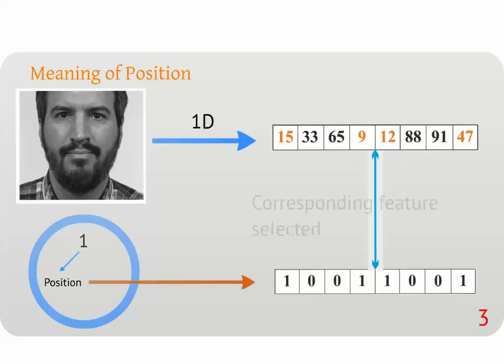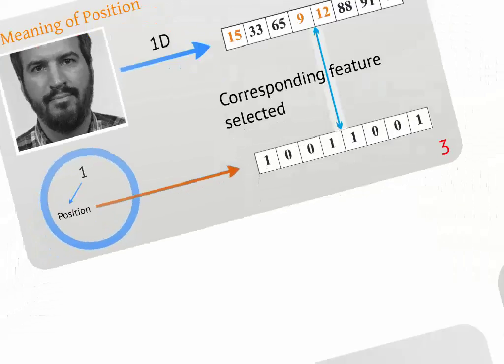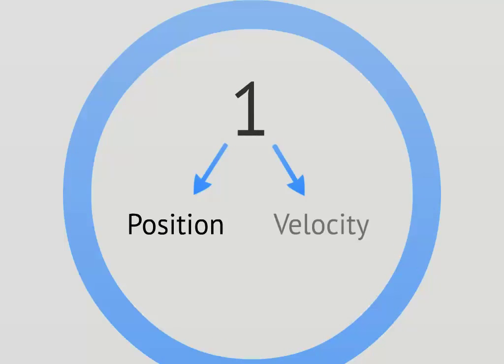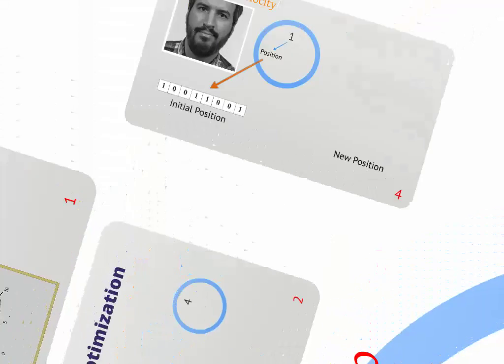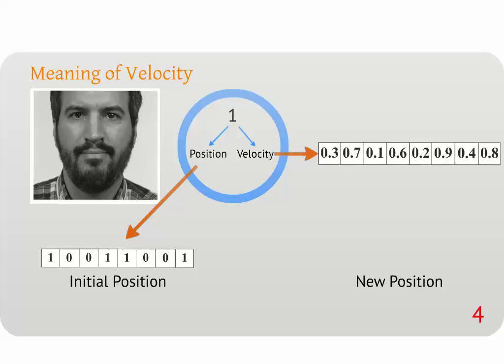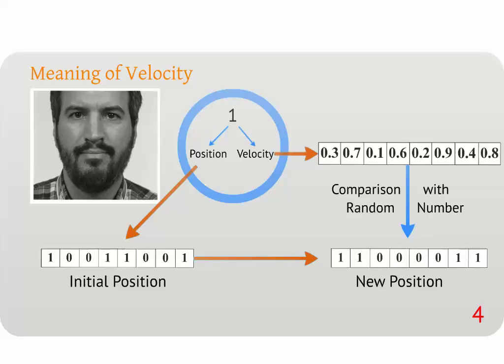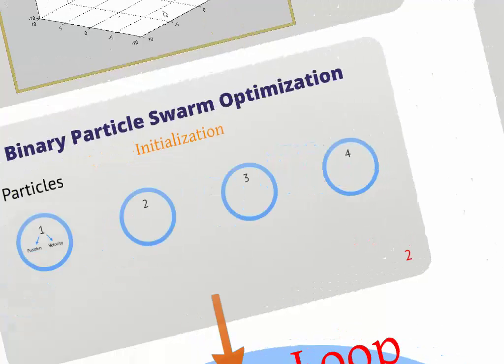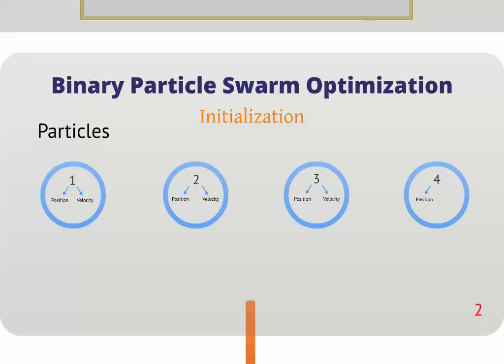Also, each particle is initialized with a velocity vector. Now, what is velocity? The velocity vector contains values which represent the probability of a position vector value changing from 0 to 1. A new position vector is obtained by comparing the velocity value with the random vector. Similarly, every particle is initialized. Next, we have the iterations loop.